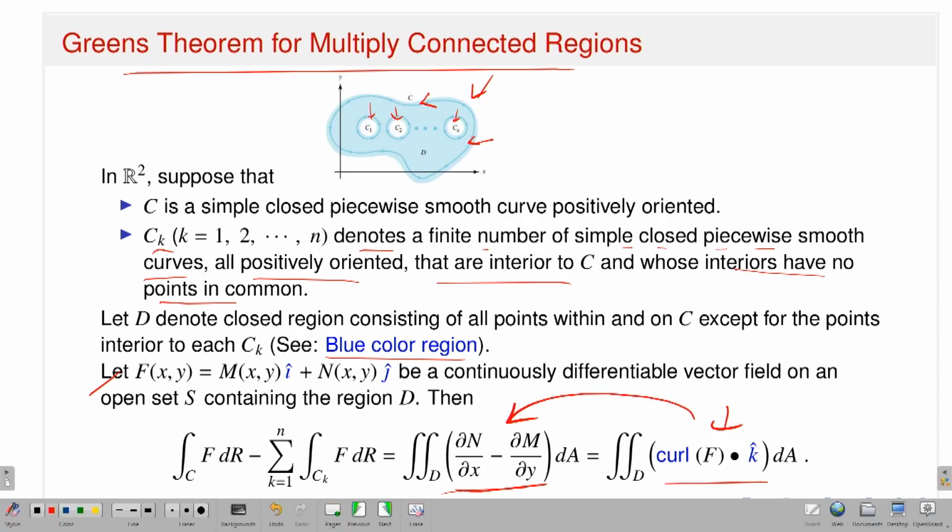So that's the statement of Green's theorem for a multiply connected domain. The vector line integral over the bigger curve C of F, from which you subtract the line integral over the interior curve. If I subtract that from the contour integral over C, then that difference can be written as a double integral over the multiply connected domain D, with integrand del N del x minus del M del y. So that's the statement for a multiply connected region.